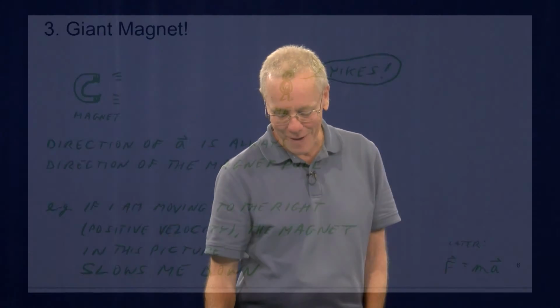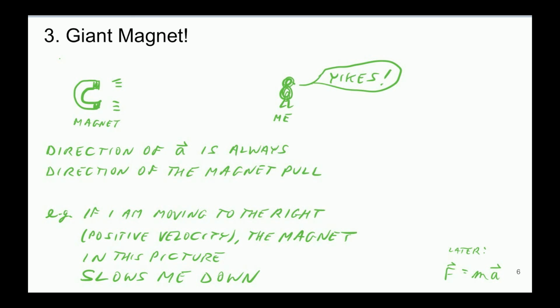Here's another one. I like this. This is how I always think of it on the spot. If I have to come up quickly with an answer for which way the acceleration is, I imagine a giant magnet pulling on me, right? So it's putting a force on me. It's pulling me as if I'm a hunk of metal. And I just have to remember that the direction of the acceleration vector is going to be the same as the direction of the magnet pull. So for example, if I was moving to the right, that magnet would be slowing me down. And if I was moving to the left, that magnet would tend to speed me up. I find that easy to remember.